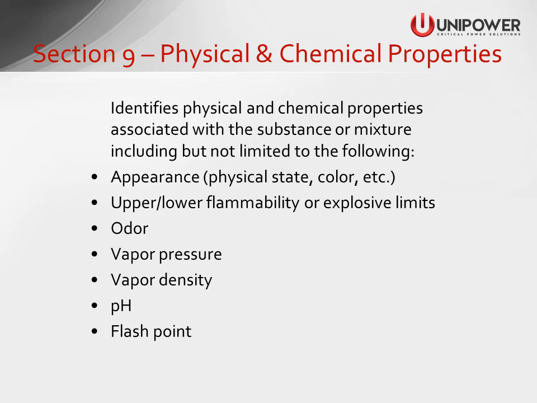Section 9. Physical and chemical properties. This section identifies physical and chemical properties associated with a substance or mixture, including but not limited to appearance, upper and lower flammability and explosive limits, odor, vapor pressure, vapor density, pH level, and flash point.